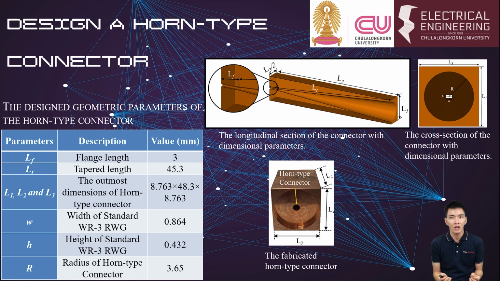The TE10 mode represents the fundamental mode of the rectangular waveguide and serves as the input mode for the horn-type connector. To design a horn-type connector, the CST Microwave Studio Suite was used to study and optimize some key parameters to improve its overall efficiency. These two figures show the longitudinal and cross sections of the horn-type connector. Also, the figure illustrates the proposed horn-type connector fabricated by CNC milling. Besides, the geometric parameters of a horn-type connector for efficient mode transition from a TE10 mode of the WR3 rectangular waveguide are listed in the table.